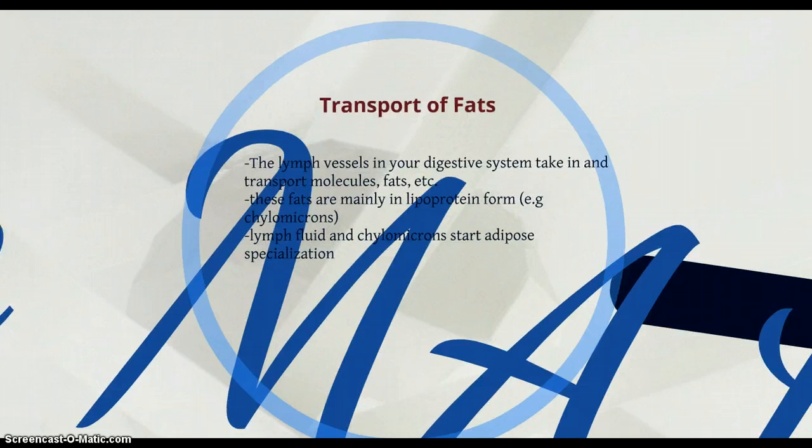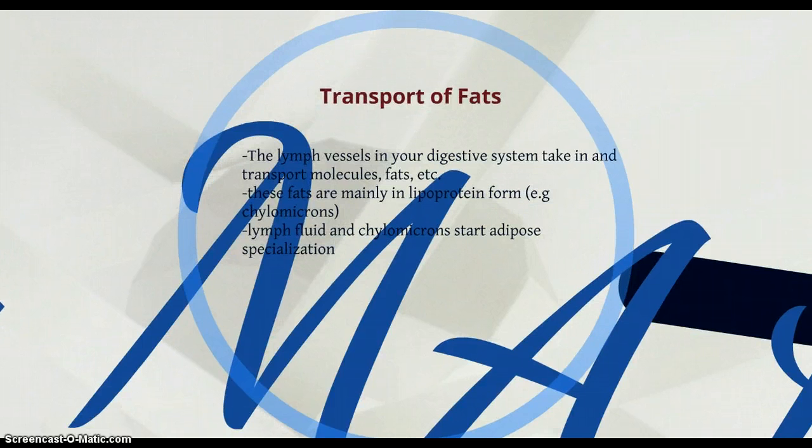Anyway, moving on to the transport of fats, which is another function. Lymph vessels in your digestive system take in and transport molecules and fats. These are mainly in lipoprotein form. If you don't remember what that is, you have to go back to chapter 1, because I'm not going to explain it here. An example of these lipoproteins are chylomicrons, which come from enterocytes in your digestive system. We haven't gone over the digestive system yet. An enterocyte is basically just a type of digestive cell.